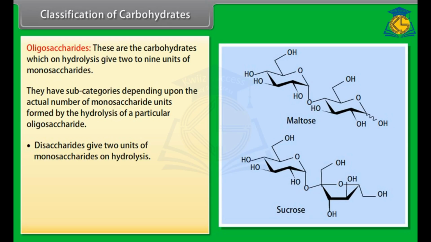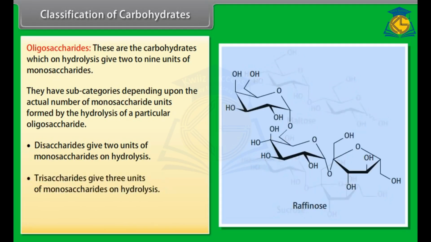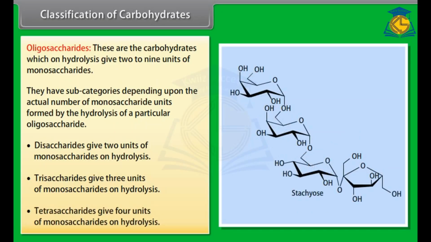Disaccharides give 2 units of monosaccharides on hydrolysis. For example, maltose and sucrose. Trisaccharides give 3 units of monosaccharides on hydrolysis. For example, raffinose. Tetrasaccharides give 4 units of monosaccharides on hydrolysis. For example, stachyose.